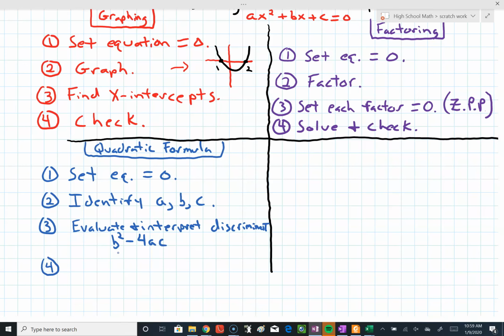Final step. Substitute into the quadratic formula. Solve and check.